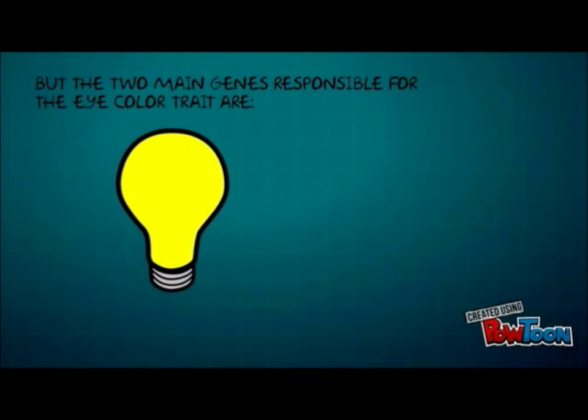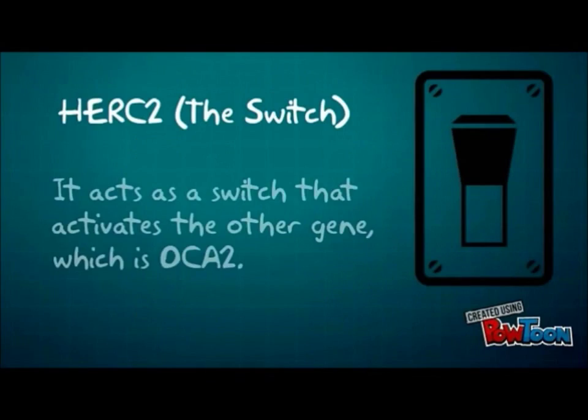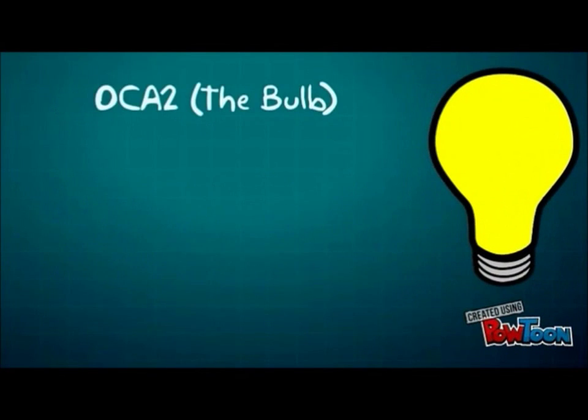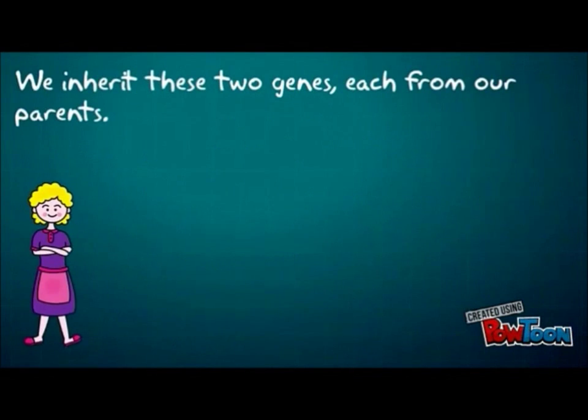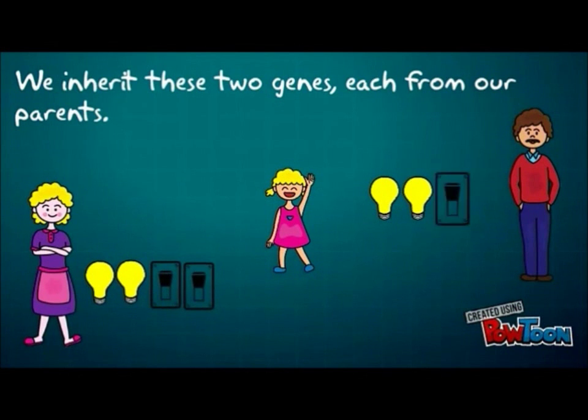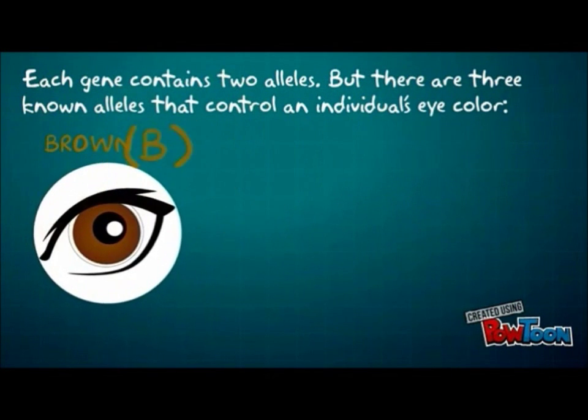But the two main genes responsible for the eye color trait are the OCA2 gene and the HERC2, also known as the switch. It acts as a switch that activates the other gene, which is OCA2, the bulb. It is activated by the HERC2 gene, and it activates proteins that produce pigments in the eye. We inherit these two genes from each of our parents.